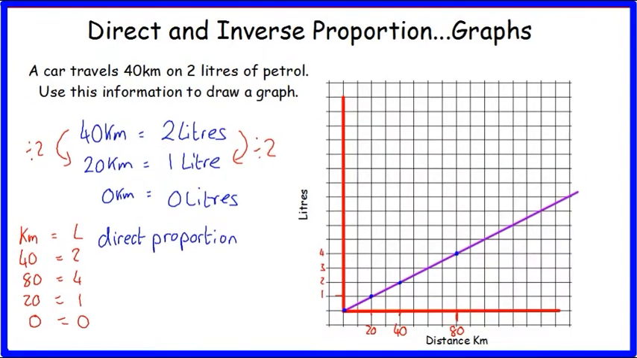Okay, so it's a straight line going in that direction, starting from 0, starting from here, which is 0, 0. So direct proportion looks like a straight line.